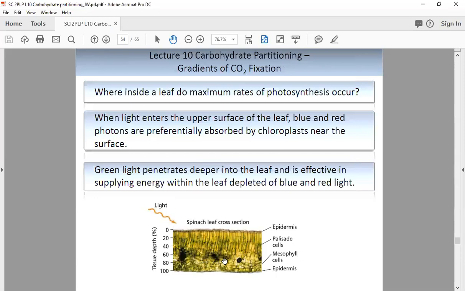And we know that chlorophyll pigments absorb green light very poorly, yet green light is actually very effective in supplying energy for photosynthesis when the leaf is depleted of blue and red photons. So everything that we've ever learned about green light, we need to sort of relearn a little bit, because there is some green light, a minimum amount, that can be utilised by chlorophyll molecules to drive photosynthesis.